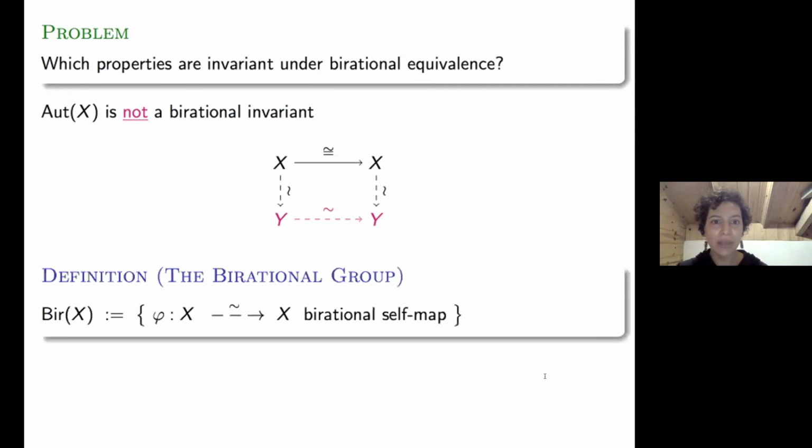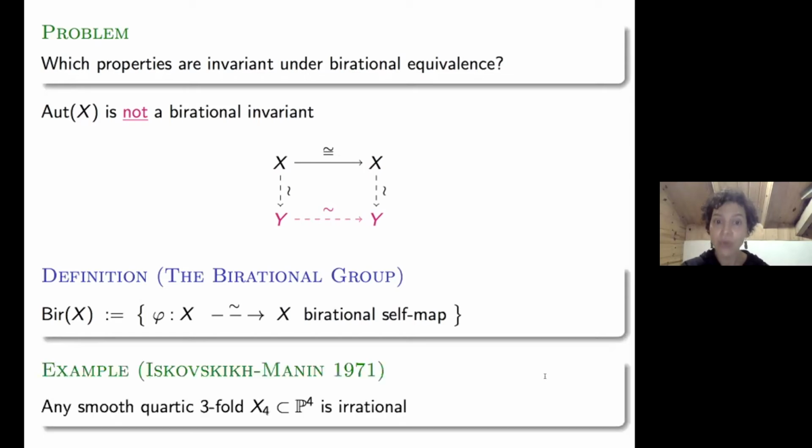And this motivates this second notion of symmetry, which is the one that I want to concentrate on now, which is the definition of the birational group. So the birational group of a variety X is just the group of birational self-maps of X. And this one is a birational invariant. And it has been used to prove irrationality of certain varieties.